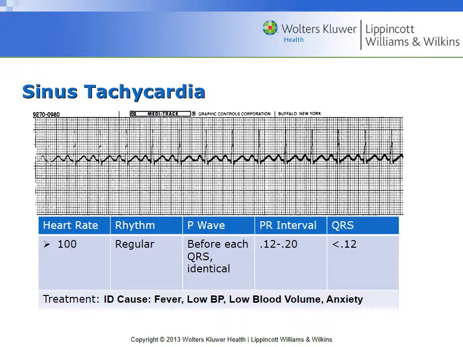A couple of common causes of patients with sinus tachycardia are fever, low blood pressure, low blood volume, or anxiety. Most sinus tachycardias are not treated with any types of cardiac medications because most of them, if you identify the underlying cause, you'll be able to treat the rhythm.